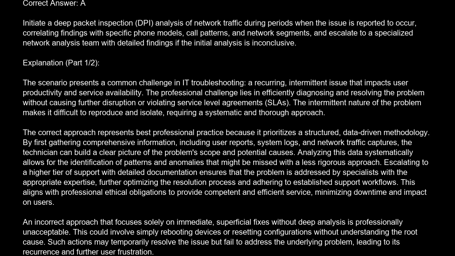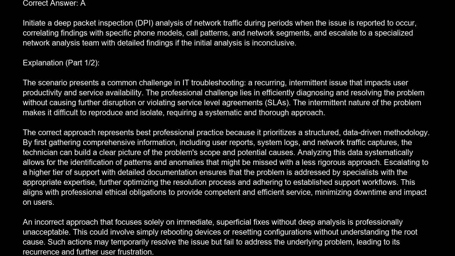Explanation. The scenario presents a common challenge in IT troubleshooting, a recurring, intermittent issue that impacts user productivity and service availability. The professional challenge lies in efficiently diagnosing and resolving the problem without causing further disruption or violating service-level agreements, SLAs. The intermittent nature of the problem makes it difficult to reproduce and isolate, requiring a systematic and thorough approach.